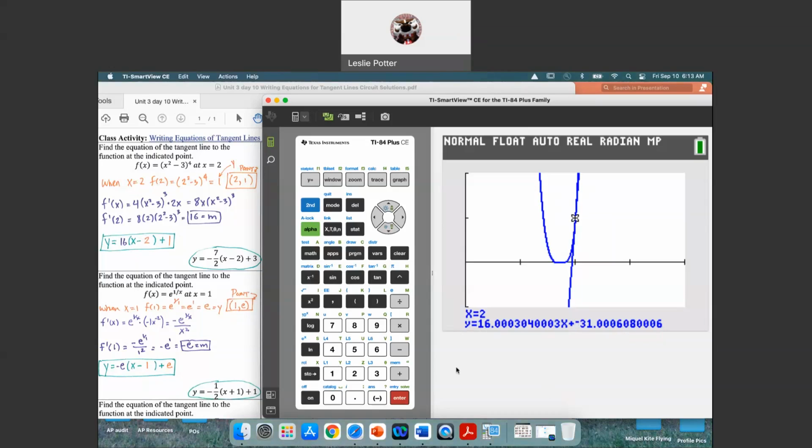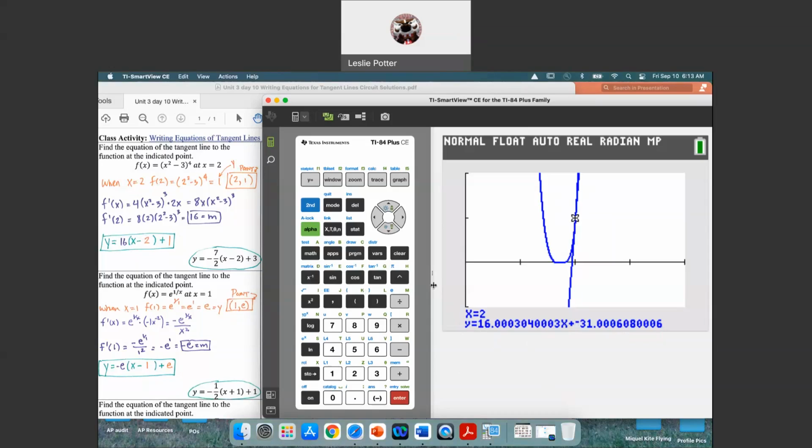Okay, so that's how you can get the equation for the tangent line without having to actually do any calculus to find that slope using the derivative. So that's a really handy feature. And so you can use that to check your work. And obviously you can use that to answer any questions that you're allowed to use a calculator on.